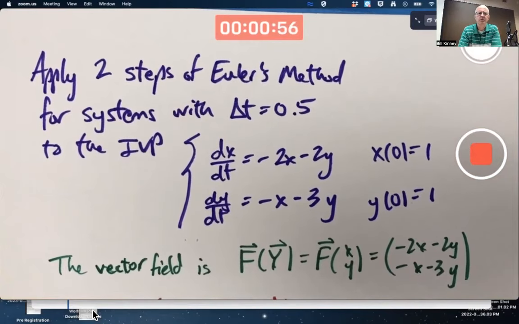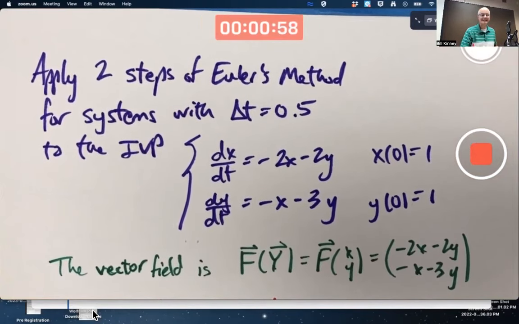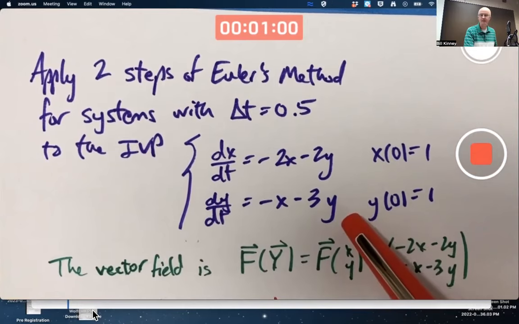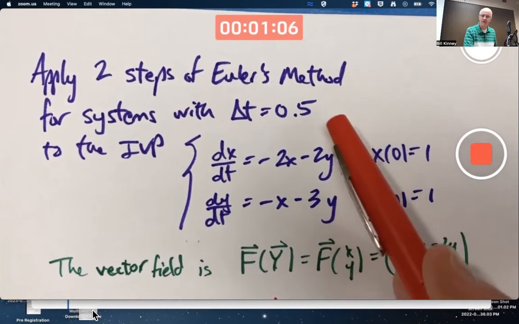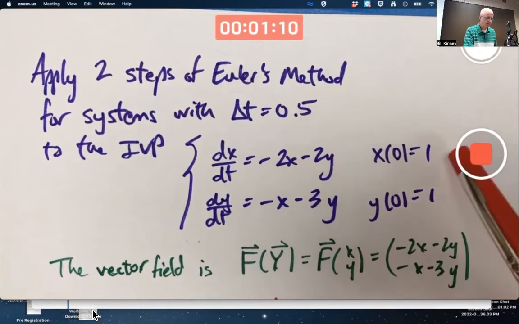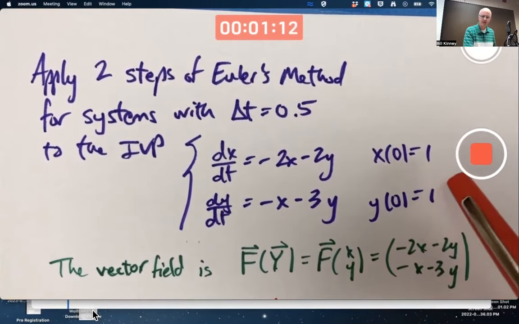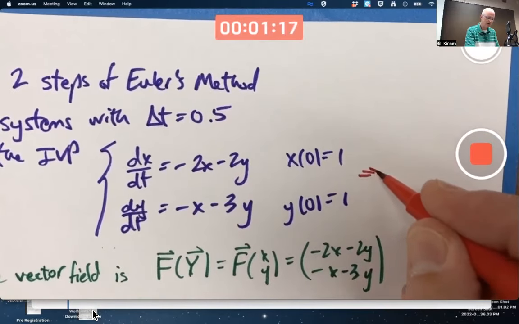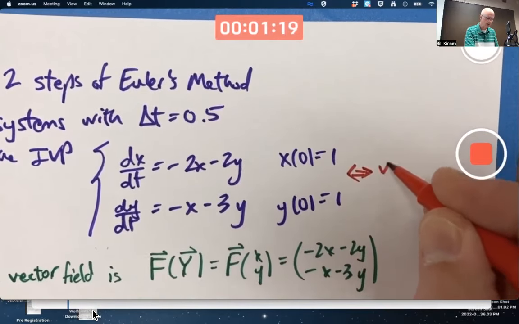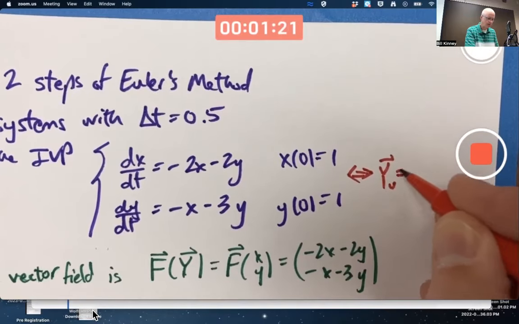So our goal here is to apply Euler's method for systems. There's our system. It happens to be a linear system, but Euler's method applies to nonlinear systems too. In this case, with delta t to be 0.5, I can pick any positive number that I want there. Based on these initial conditions, x0 equals 1 and y0 equals 1, that does correspond to an initial condition vector. You could write as y0 equals 1, 1.